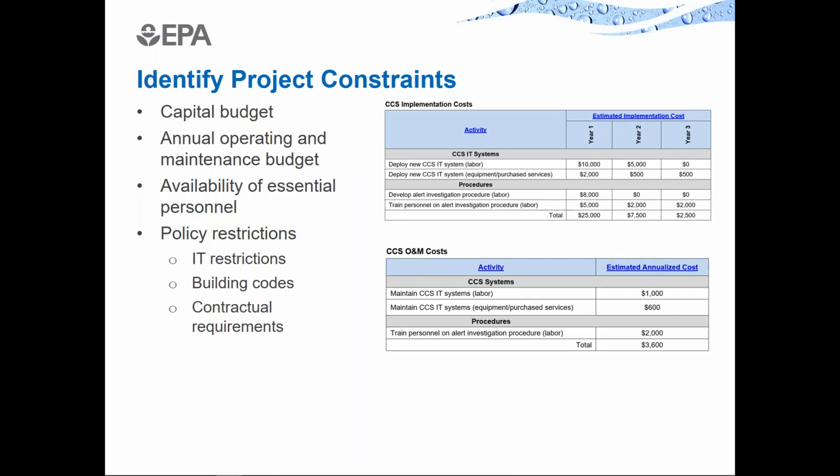Same thing with building codes. If you're going in and installing equipment, especially in a non-utility facility, you might have additional constraints on how you implement those systems. And finally, contractual requirements, which could impact not only who you can select to do a job, but how long it may take to get that contract in place.